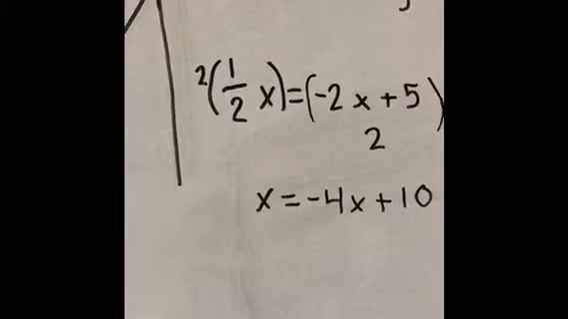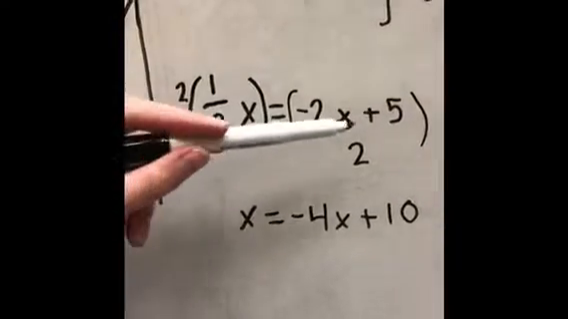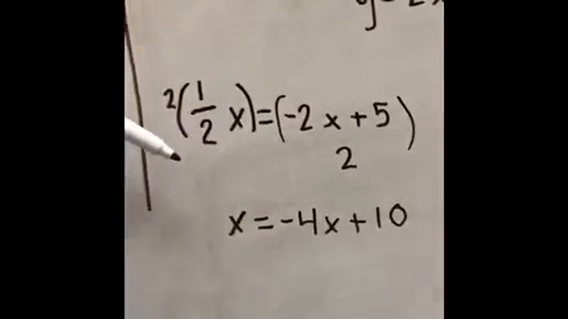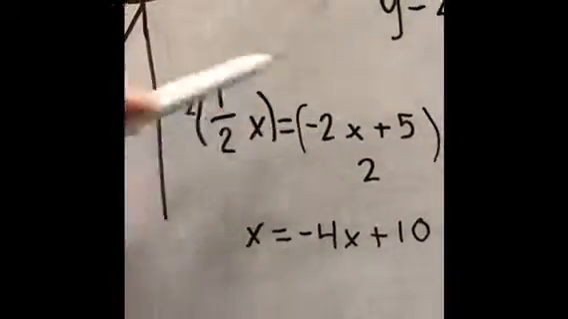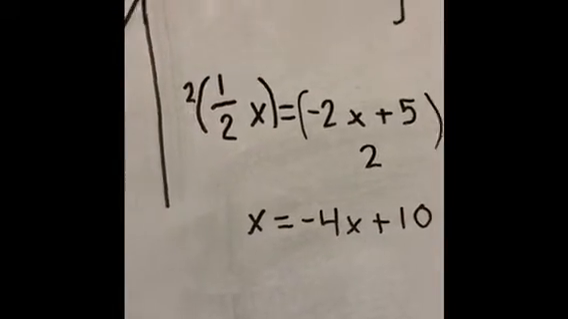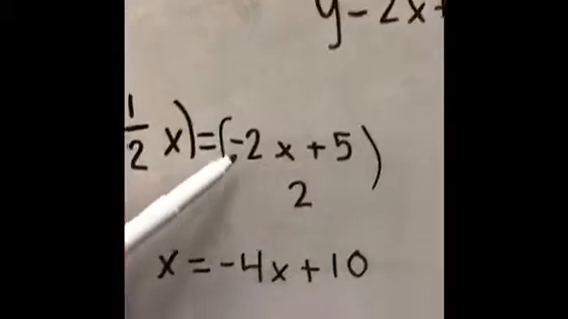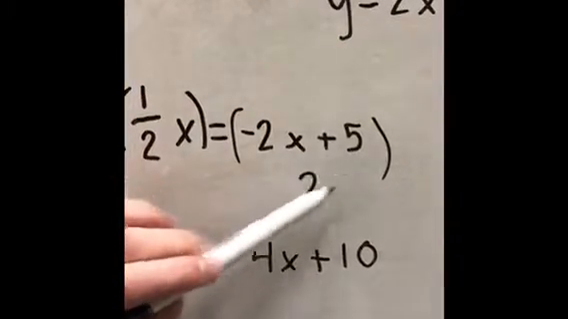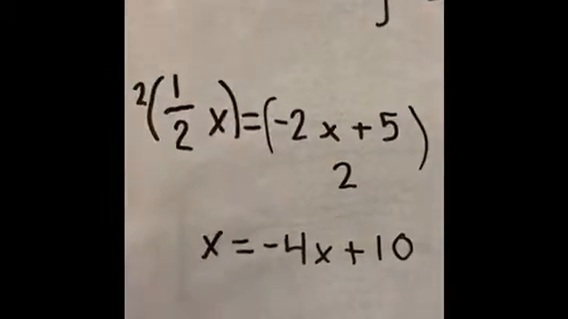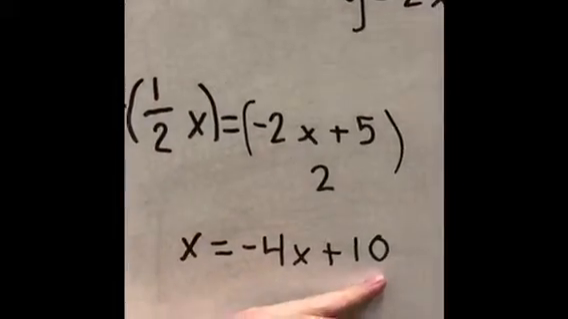Firstly, in order to find x, we have here 1/2 x equals -2x plus 5. So what we want to do first is multiply both sides by 2 in order to get x by itself. So I multiplied this side by 2 and multiplied -2x plus 5 by 2 as well. Then we end up with x equaling -4x plus 10.